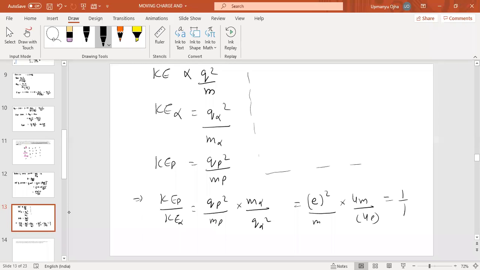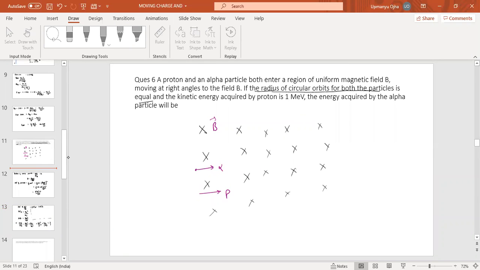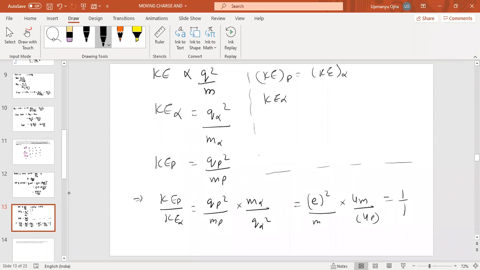It means that the kinetic energy of proton is equal to the kinetic energy of alpha particle, and the kinetic energy of proton is given as 1 mega electron volt. Therefore, the kinetic energy of alpha particle will also be the same, 1 mega electron volt. Okay, 1 mega electron volt is the kinetic energy of the alpha particle. So that is the answer for this problem. Okay, fine. I hope you understood this problem.